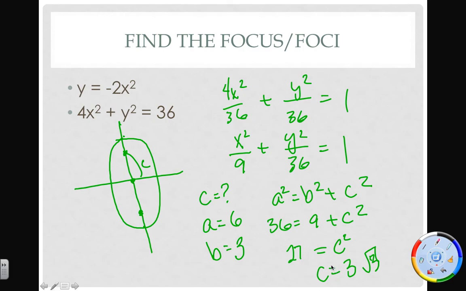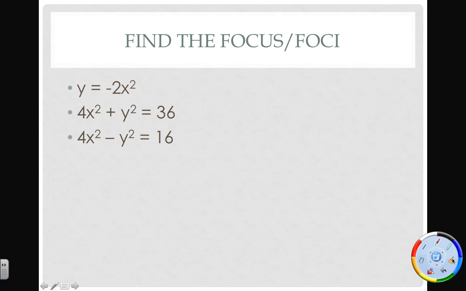Well, that found the C value, which means my focal points are plus and minus, oops, sorry, not that direction. Because it's vertical, it's 0, comma, plus or minus 3 root 3. There you go, that answers your question. And let's go ahead, one more question really quick. Let's just do the hyperbola as well.